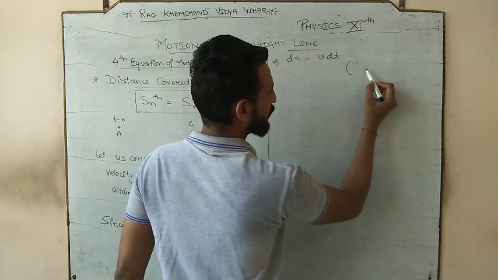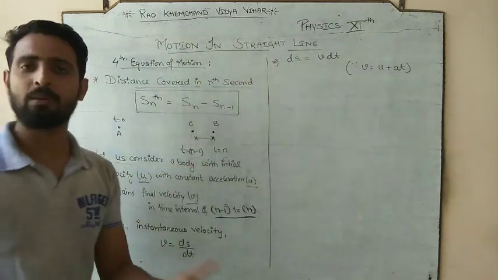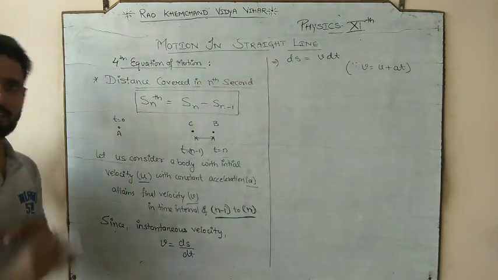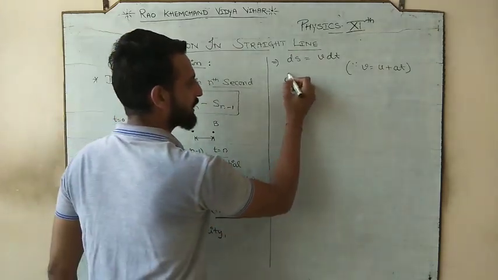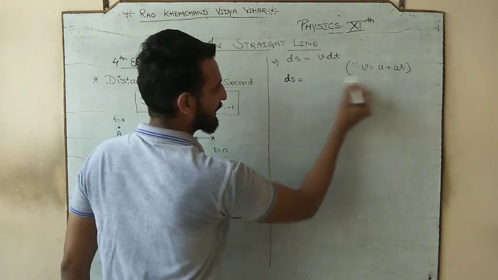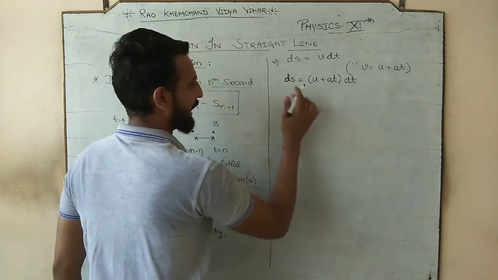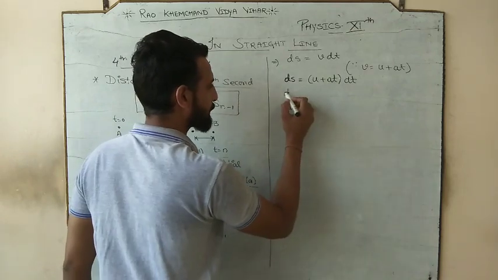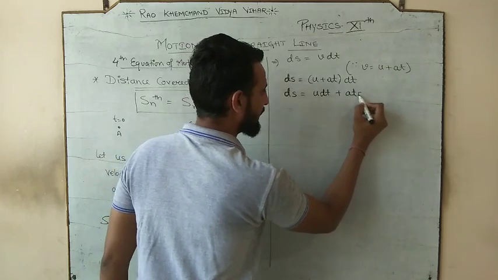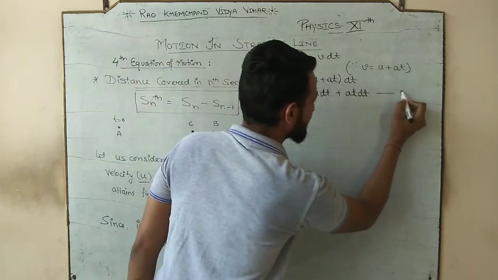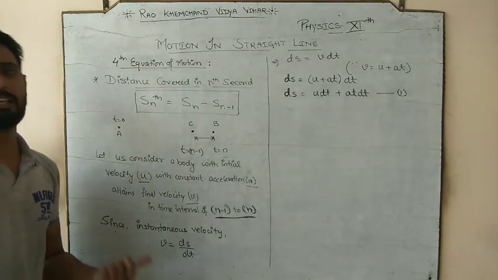And according to the first equation of motion, what is V? V is equal to u plus at. So initially we are doing the same procedure as we have done in the second equation of motion. So your ds is equal to V, its value is u plus at, into dt. And when this dt is multiplied, it would be u dt plus at dt. Till here we are the same as the second equation.